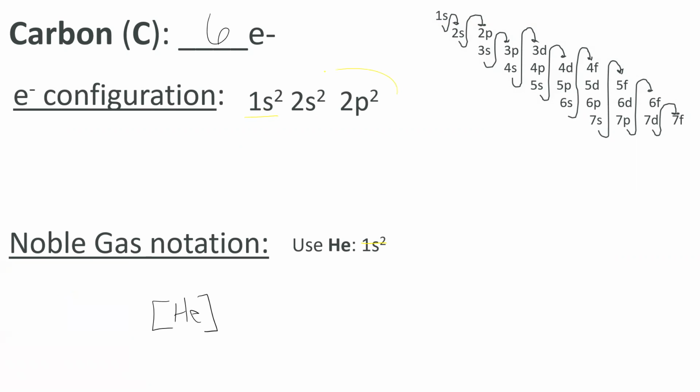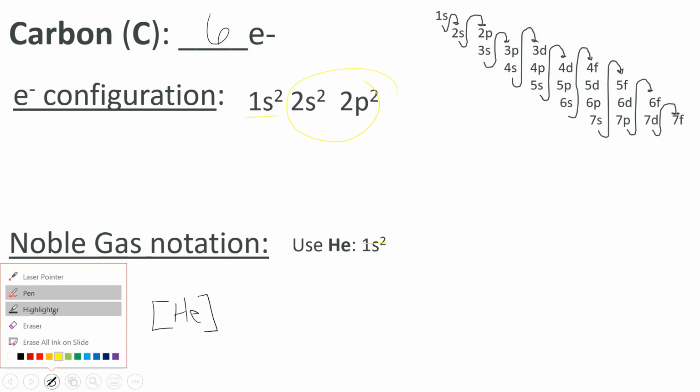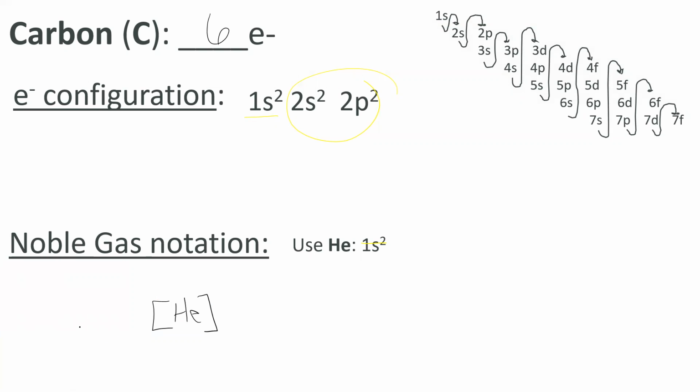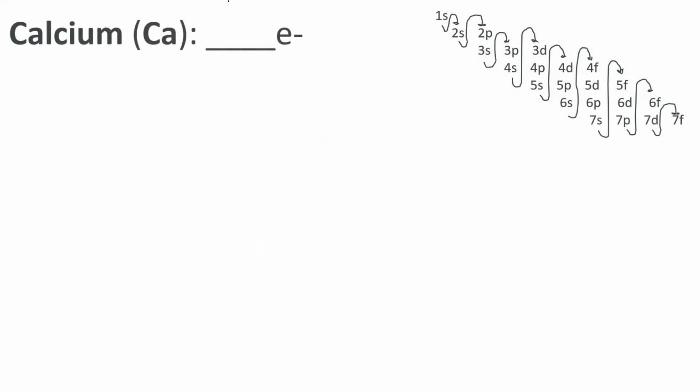So 1s2, and then 2s2, 2p2. Helium has 2 electrons, plus 2 gives me 6. As I said, it doesn't seem like a shortcut right now, but that's because you're writing such small electron configurations. Let's try calcium, a bigger one. Calcium's atomic number is 20.